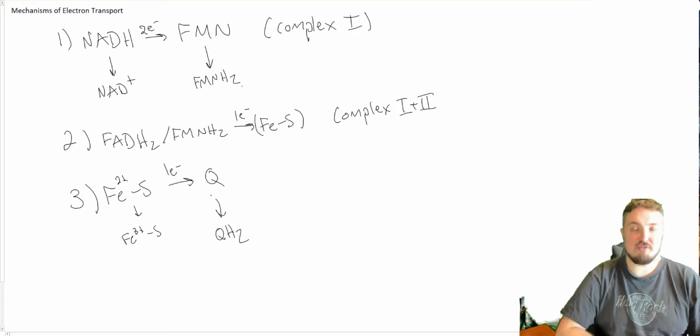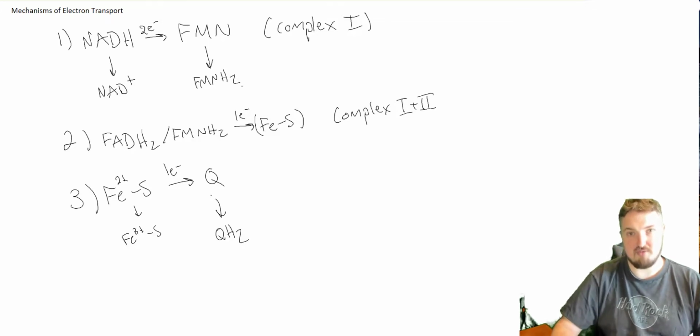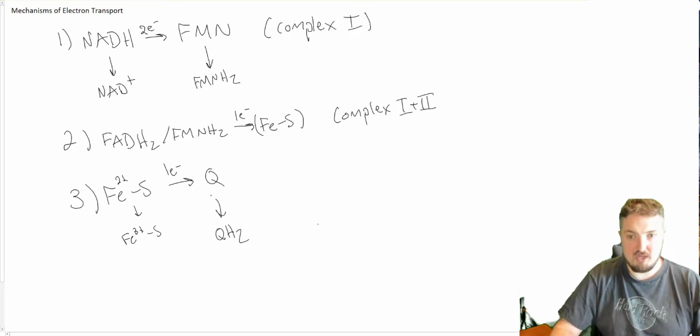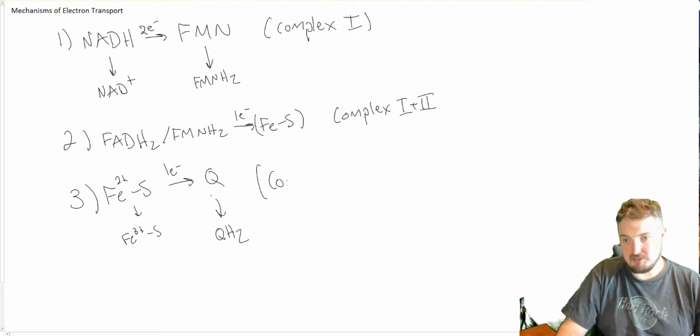So we're going to talk about those different mechanisms. It's pretty easy to think about this, but we are going to have to walk through some of these steps one at a time. Okay. Now, we're also going to see QH2 dropping off electrons in complex 3. This also happens in complex 1 and 2.